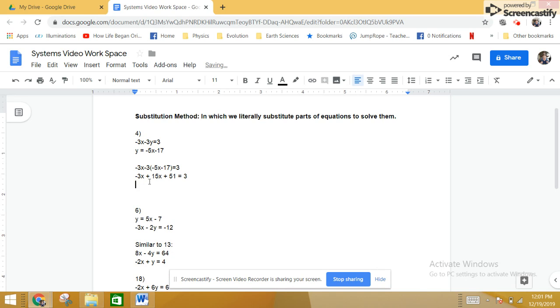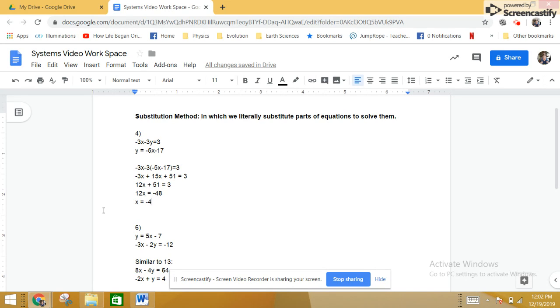Now I'm going to combine like terms. Negative 3x plus 15x will be 12x plus 51 equals 3. I will subtract 51 from both sides. So 12x equals 3 minus 51, which is negative 48. So x equals negative 4.